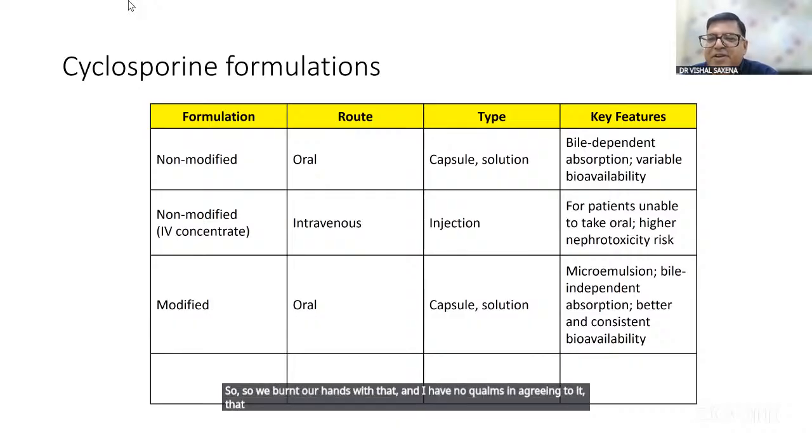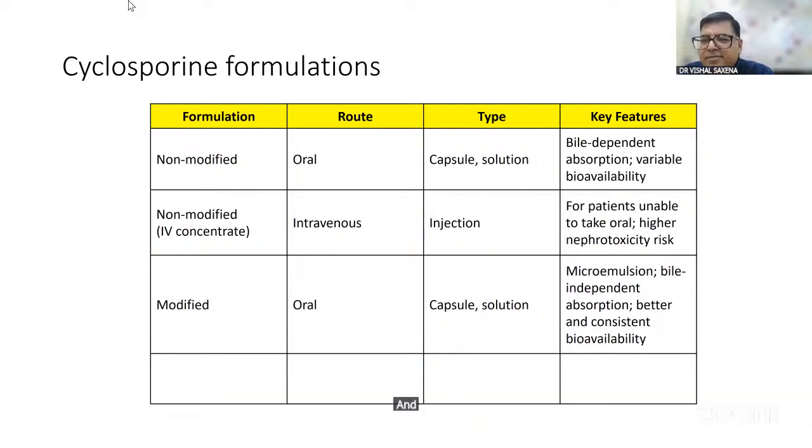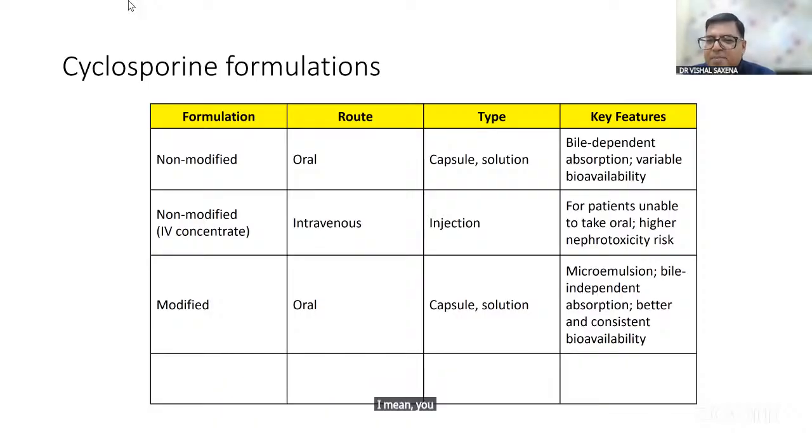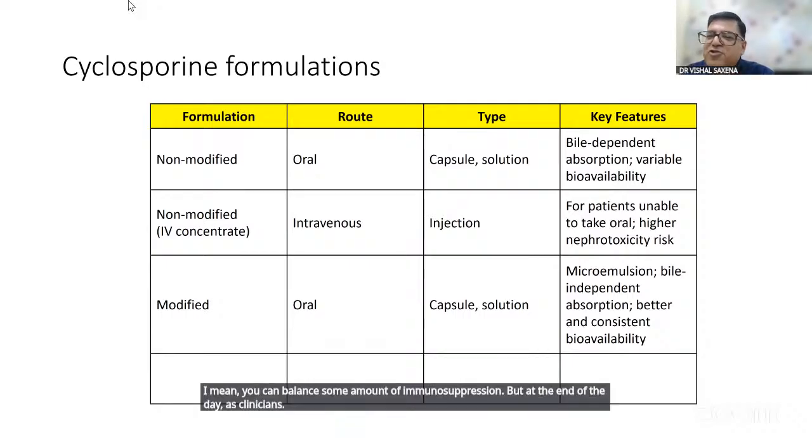Sometimes we get overzealous, and as Dr. Vishal also very nicely said, and Dr. Shivali also, immunosuppression is a very thin line, over and under. Both are problems, and we as nephrologists deal with it day in, day out, because there is no quantification. Now with TTV and all these tests coming up, you can balance some amount of immunosuppression, but at the end of the day, as clinicians, you have to individualize your patient.